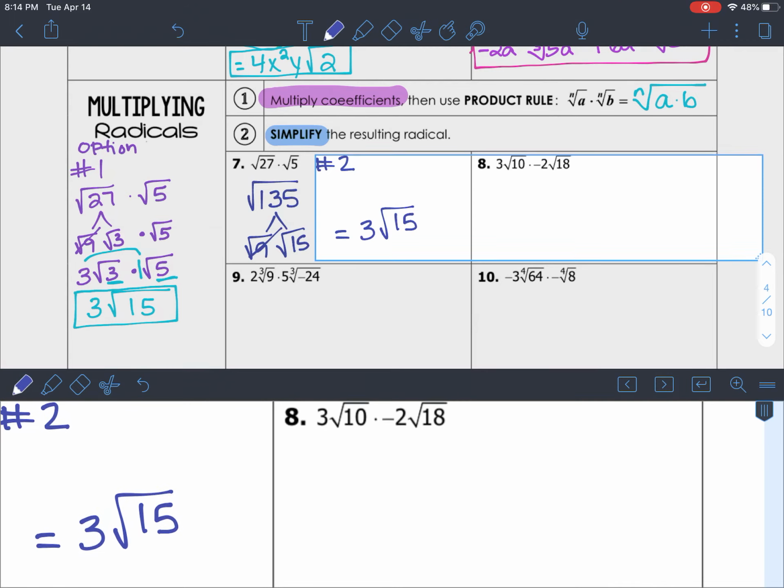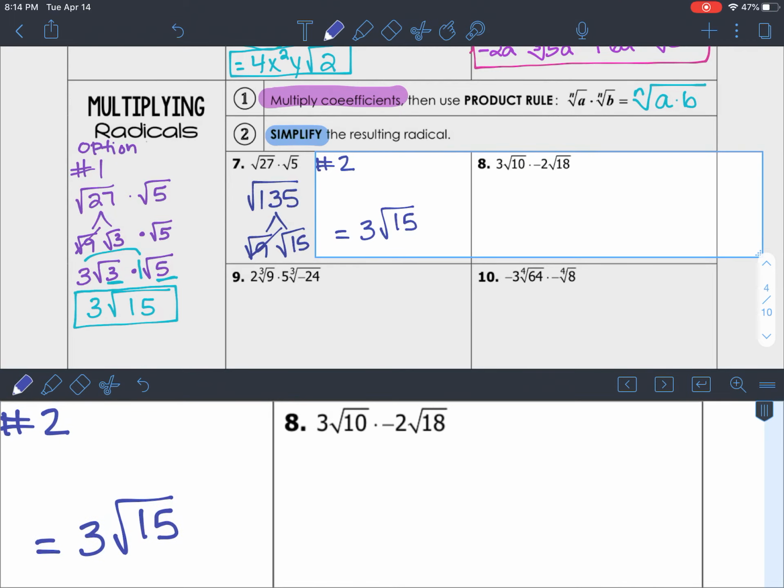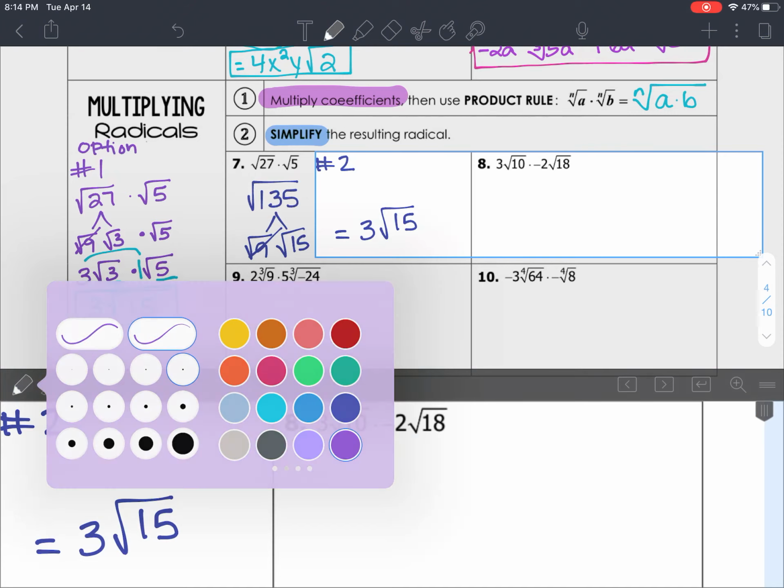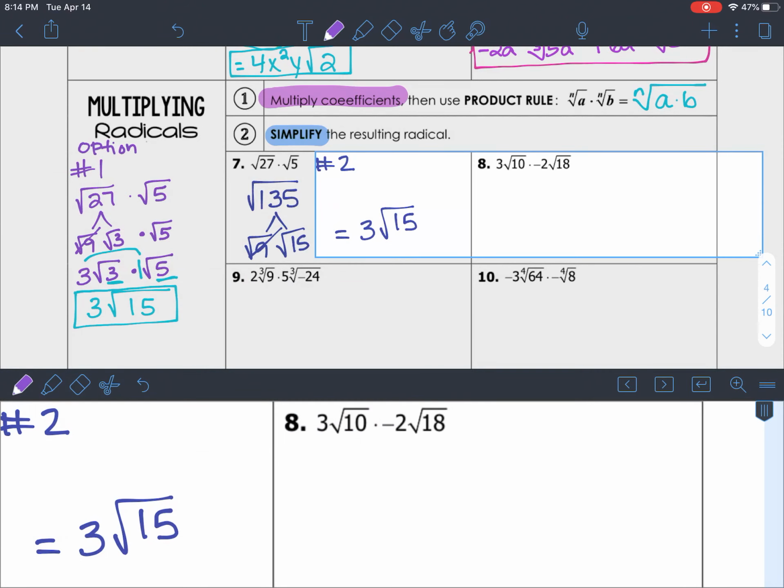I am going to do it both ways just for these 4, and then I'll probably just stick to one way over the other. My option is I'm going to do option number 1 for all of mine, where I simplify and then multiply. But if you would rather multiply and then simplify, totally fine. So again, I'll do both options for the next 4 problems, and then I'm going to switch to just doing option 1. So if I look at number 8 here, it says 3 radical 10 times negative 2 radical 18.